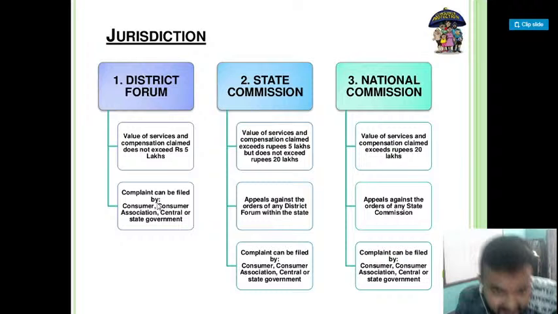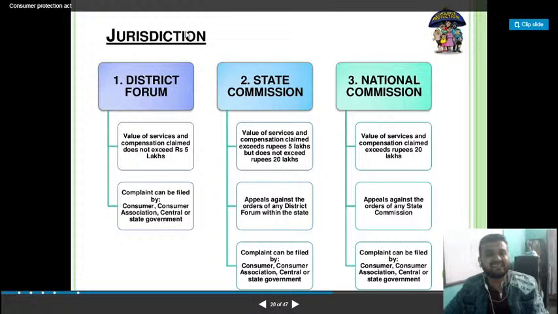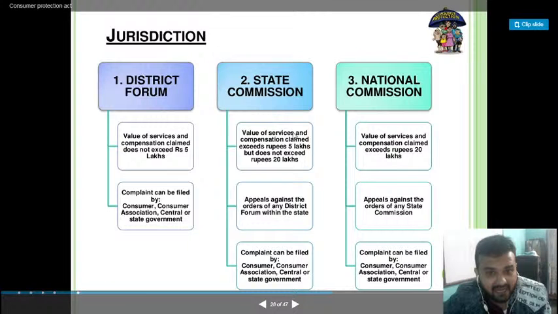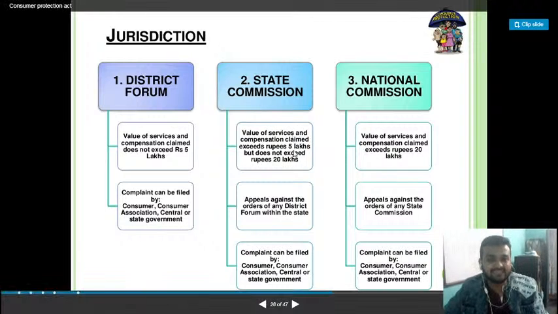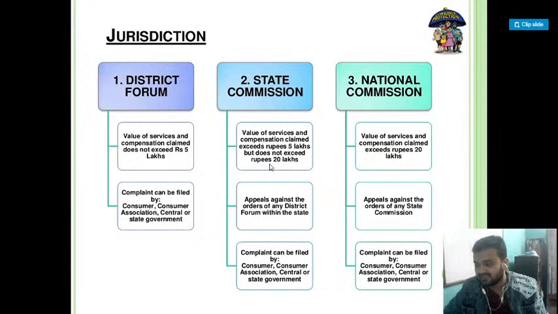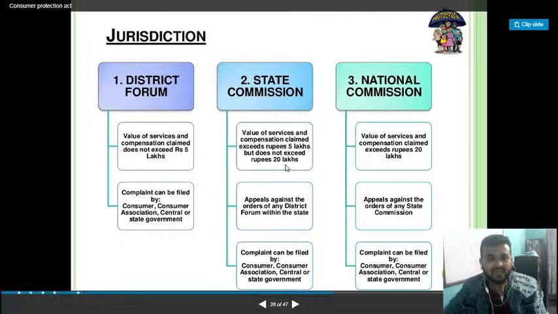Okay, next is the state commission. State commission, where your compensation amount is more than 5 lakh and less than 20 lakh. See here, it exceeds 5 lakh but is less than 20 lakhs. Clear?